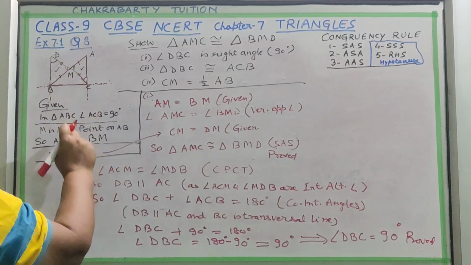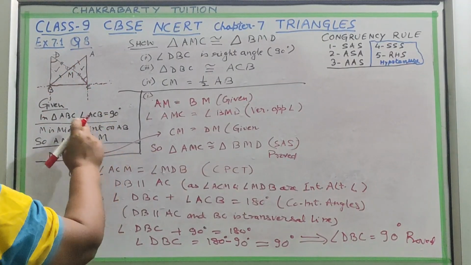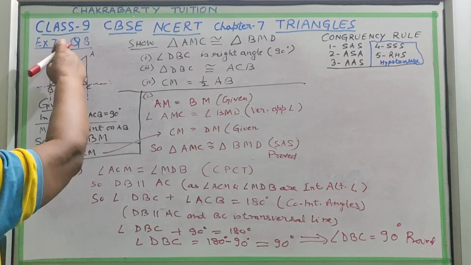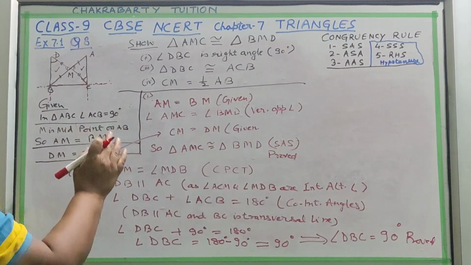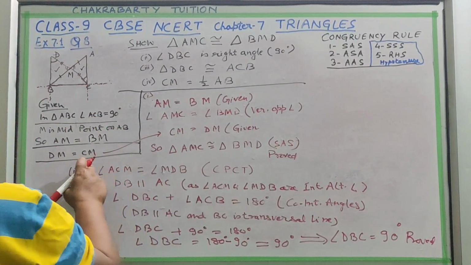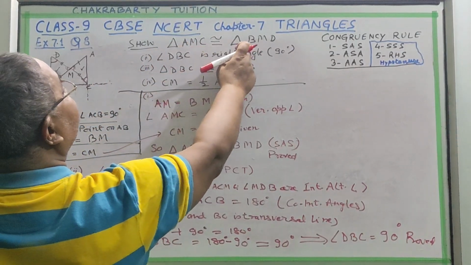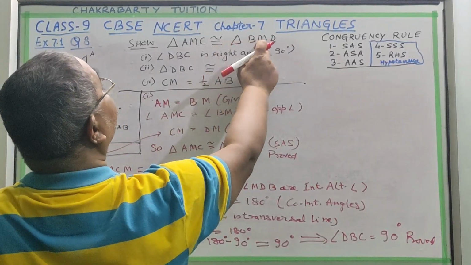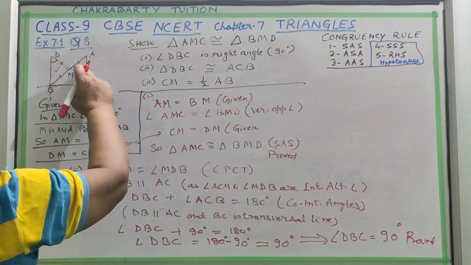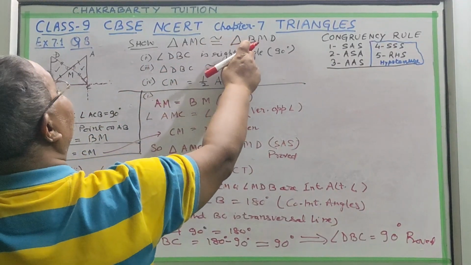So if M is the midpoint, this line AM and BM will be equal. And the other thing they are writing, given in the question, is DM equal to CM. So it is clearly given. So you have to prove triangle AMC is congruent to triangle BMD. This angle and this angle, where I have put a tick mark, these triangles are congruent.